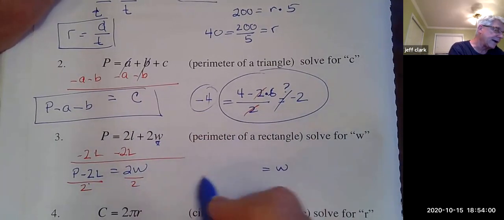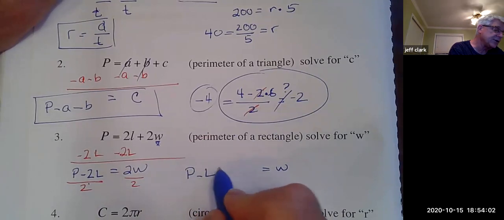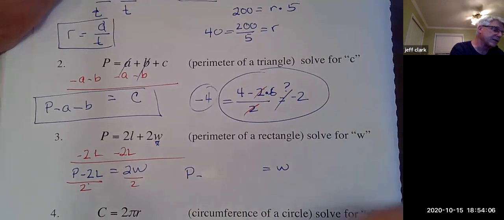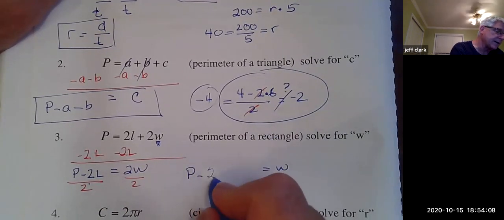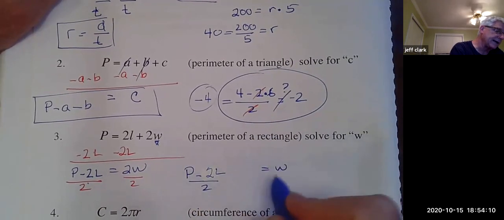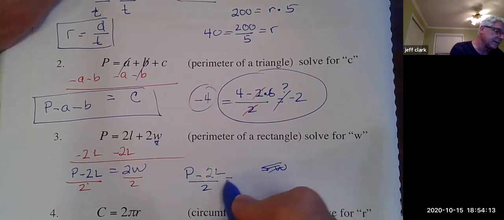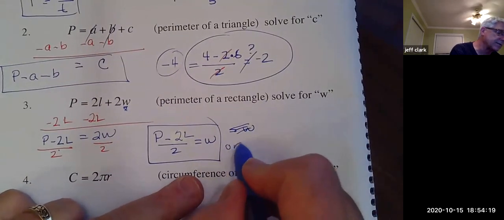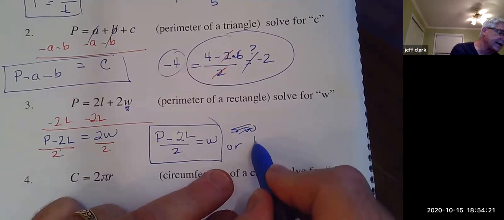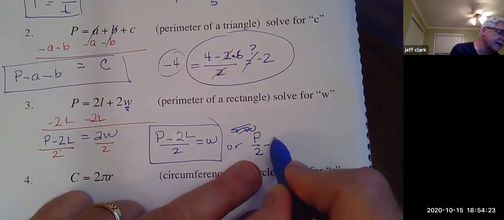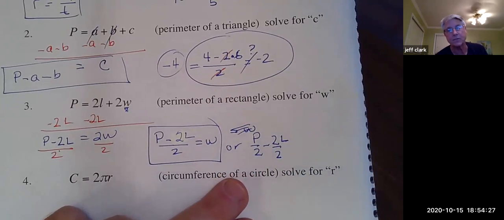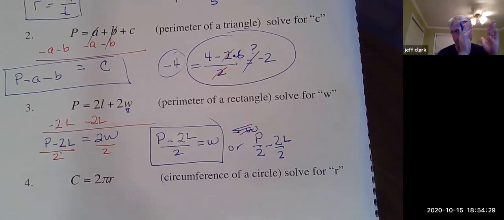So I could just leave P subtract 2L. This is one version of the answer: P subtract 2L all over 2, and that equals W. And that works. Or, some of you might think of it this way: it's P over 2 subtract 2L over 2. Yeah, that's true. You can break up the fractions.